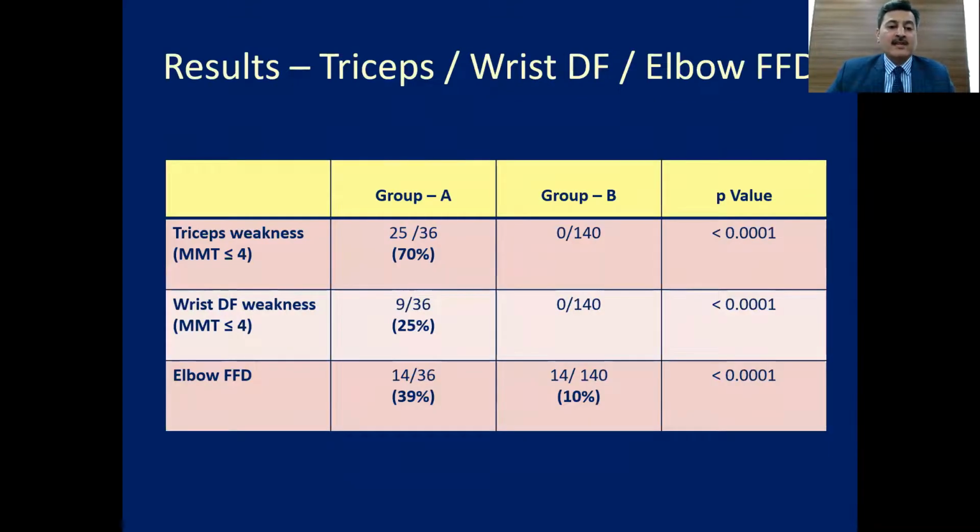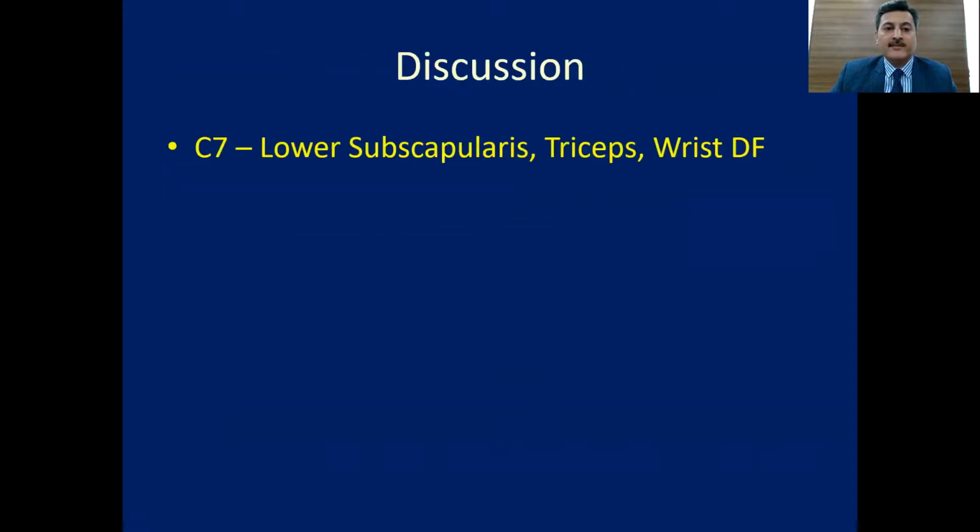We also found that 70% of group A patients had triceps weakness, 25% had wrist dorsiflexion weakness, while these factors were normal in the Erb's palsy group. 39% of patients of intermediate palsy had elbow flexion deformity, while it was only 10% in group B, and all these three changes were statistically significant.